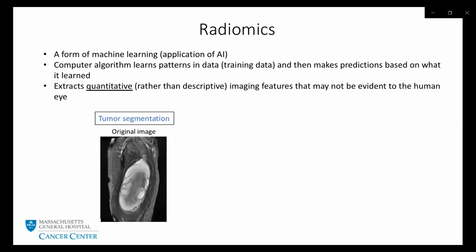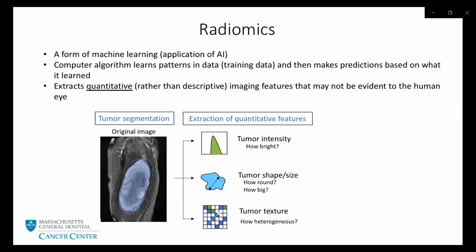This figure here illustrates the typical radiomic pipeline. We start with segmenting the tumor on the MRI scan. A computer algorithm then extracts quantitative features such as tumor intensity, shape and size, and tumor texture or heterogeneity from these images. The algorithm is looking at features such as how bright is the tumor, how round or irregular in shape is it, and how much do the voxels differ from one another, which is generally referred to as tumor heterogeneity.